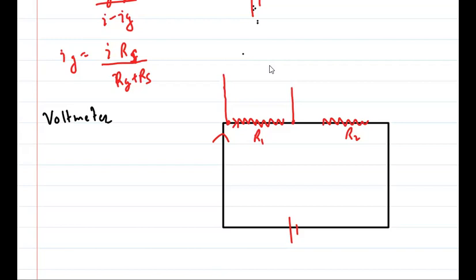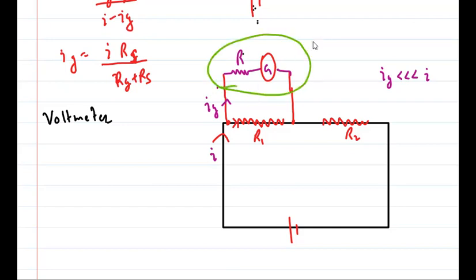And a voltmeter is basically what? A galvanometer is there. According to my condition, a very small current should pass through it. This IG should be very, very small as compared to I, this is I. So if I want this current to be very small, what will I do? I will put a very high resistance in series with the galvanometer. So this whole circuit is your voltmeter. That is your voltmeter.